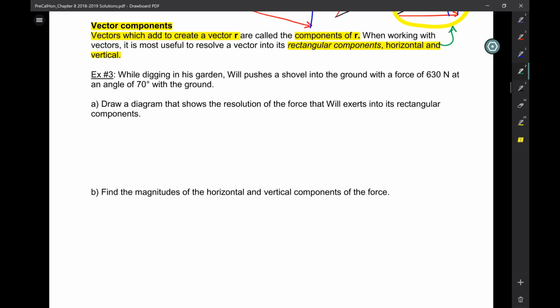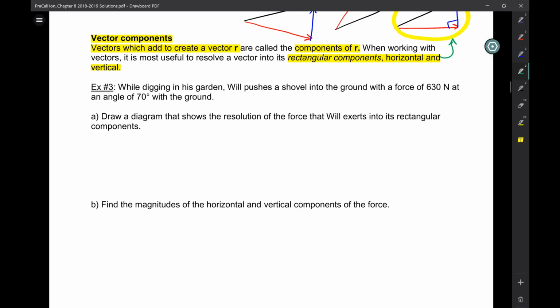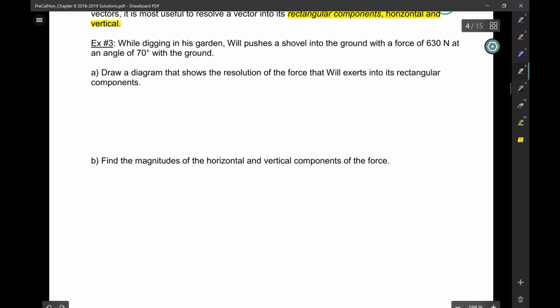Okay. While digging into his garden, Will pushes a shovel into the ground with a force of 630 newtons at an angle of 70 degrees with the ground. Draw a diagram that shows the resolution of the force that Will exerts into its rectangular components. Okay, so let's draw a diagram here.